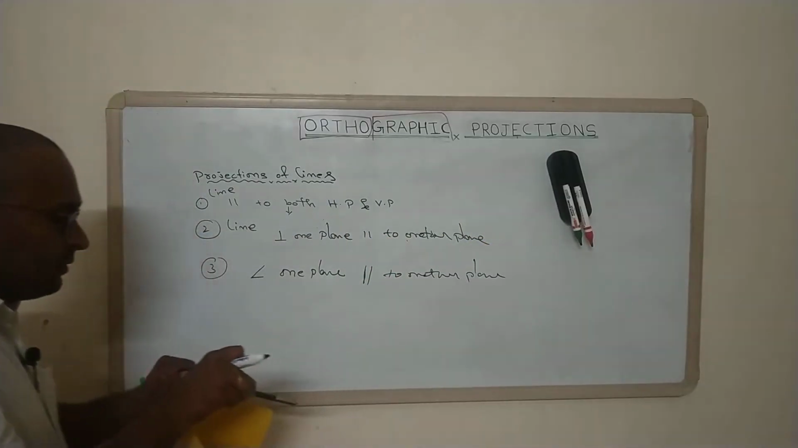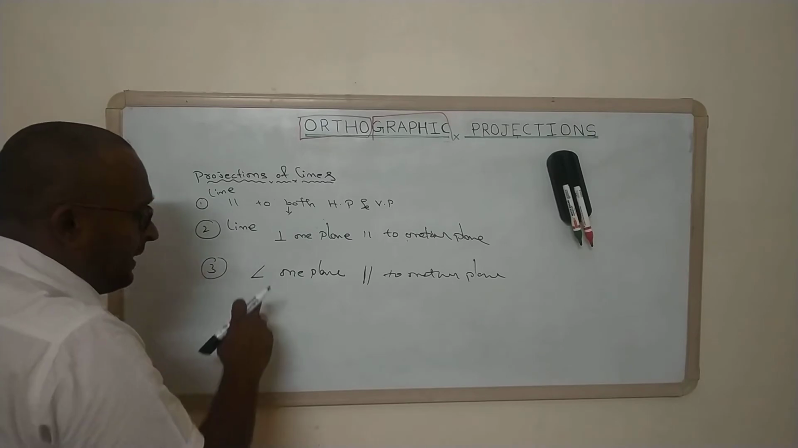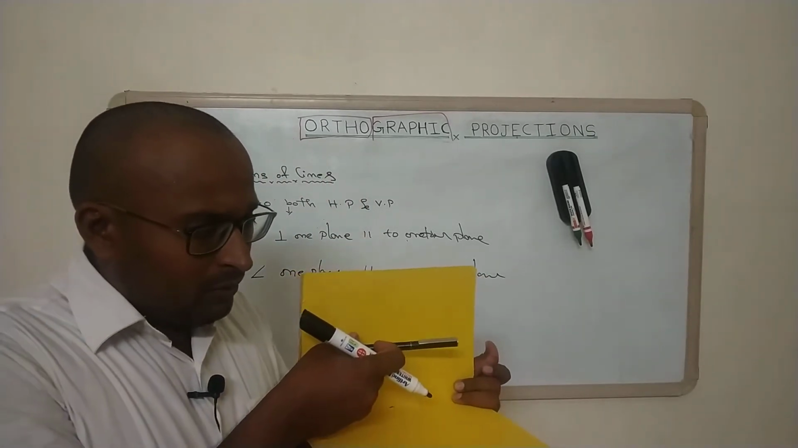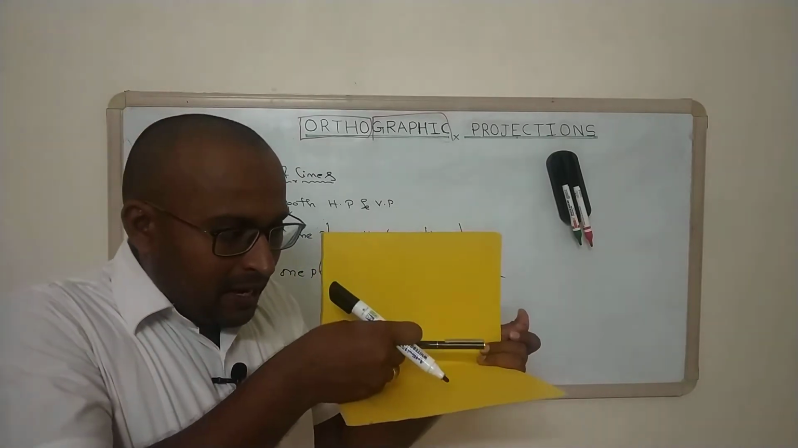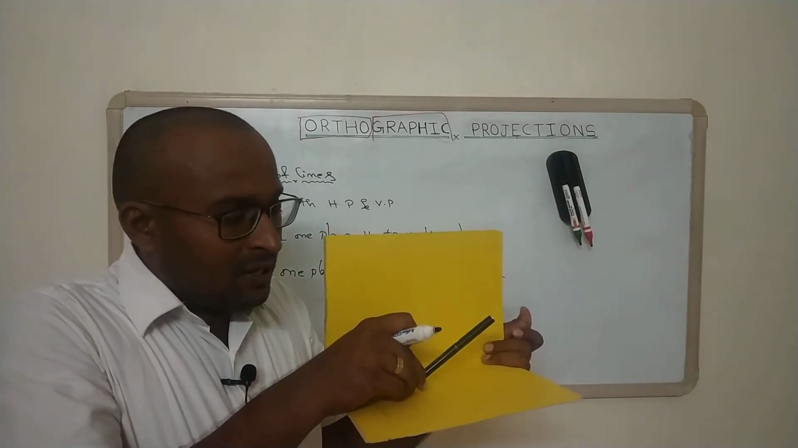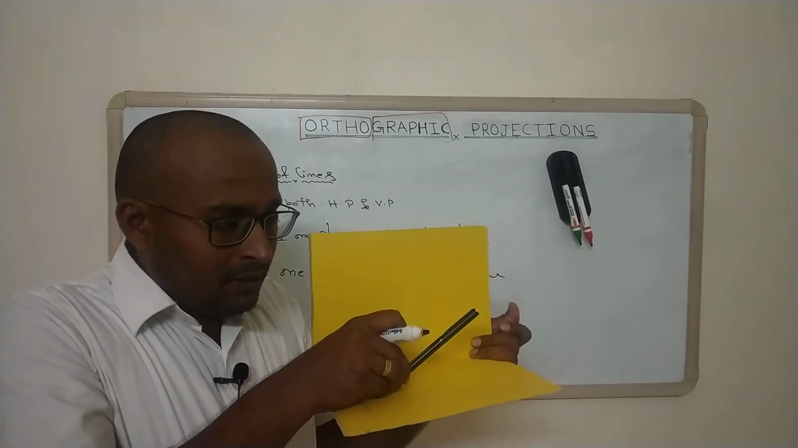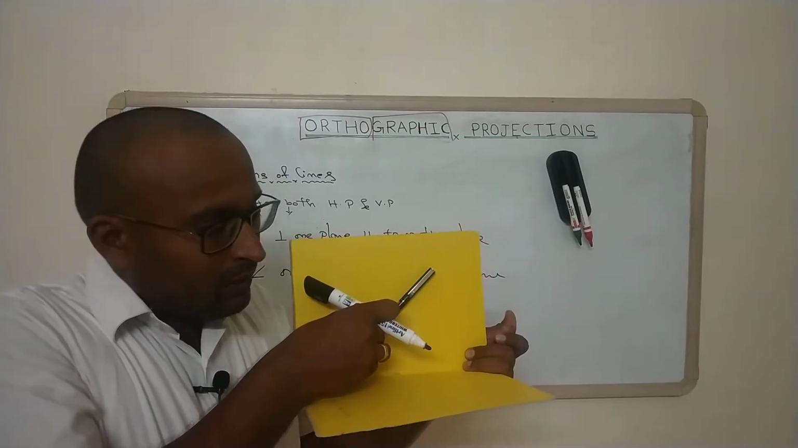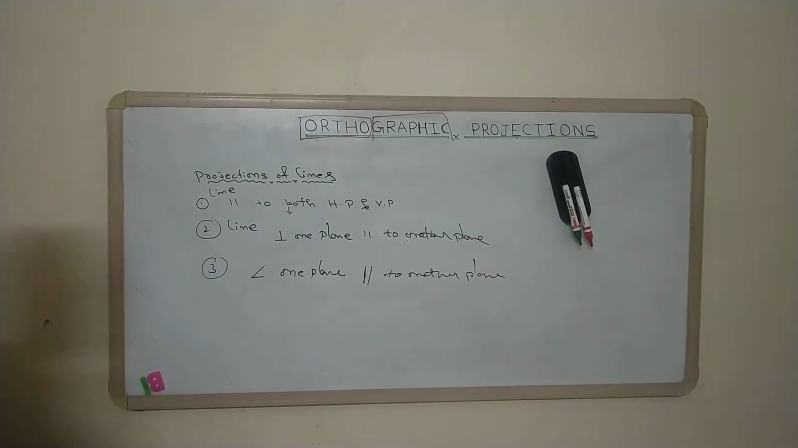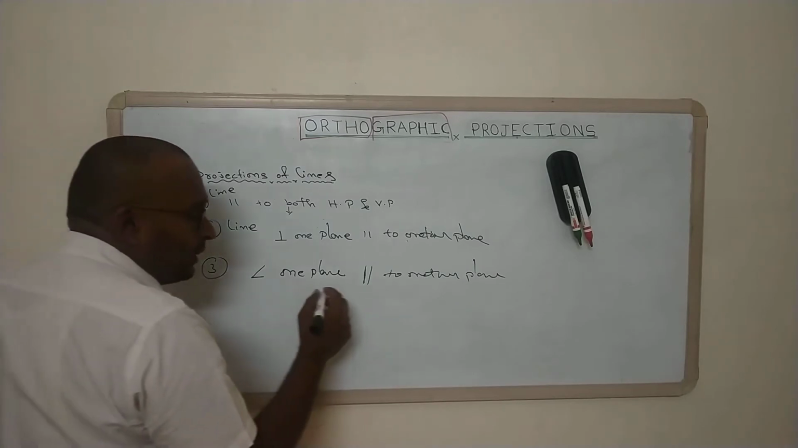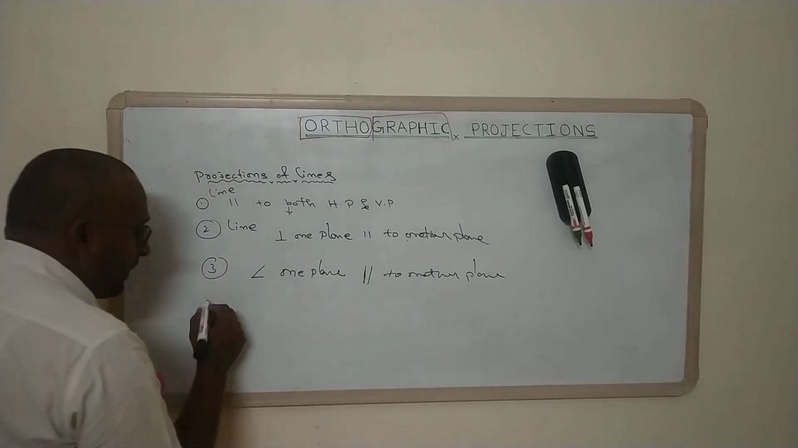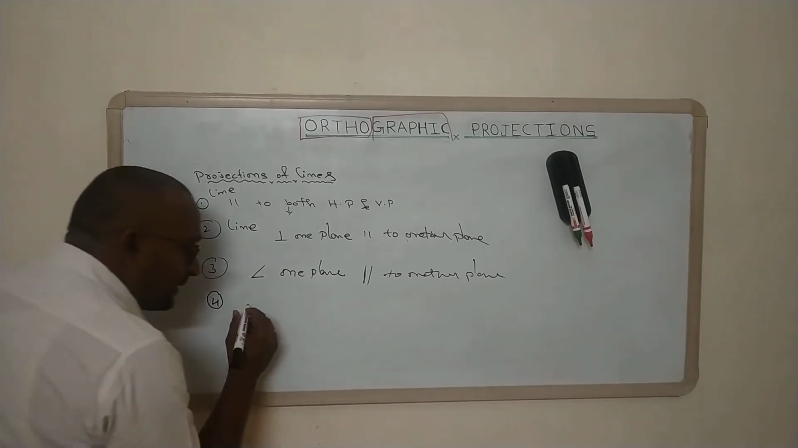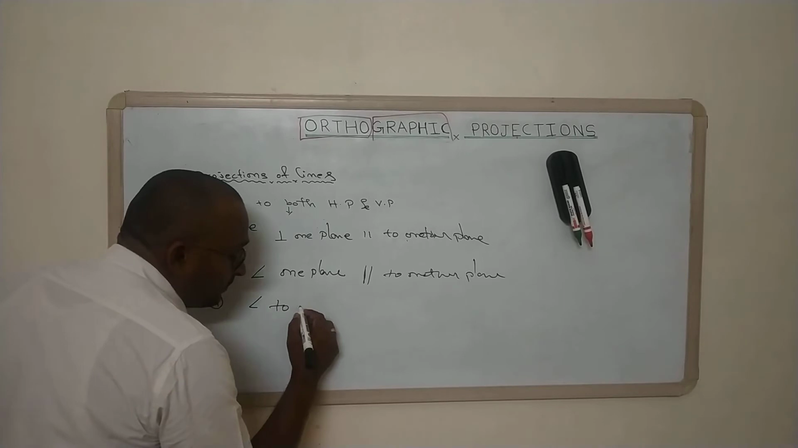So the line is inclined to one plane and parallel to another plane: inclined to the vertical plane and parallel to the horizontal plane, or inclined to the horizontal plane and parallel to the vertical plane. These two conditions are available for inclined to one plane and parallel to another plane. And coming to the fourth one, the line is inclined to both the planes.